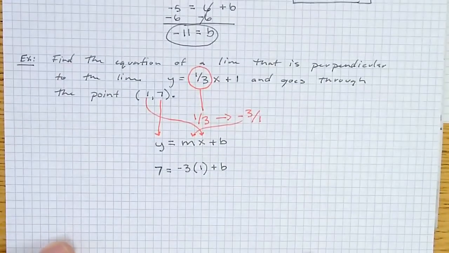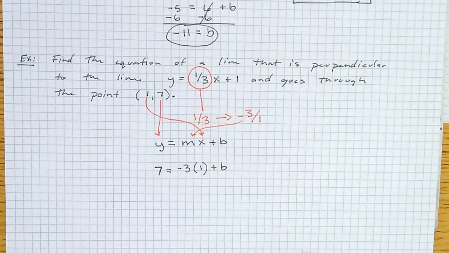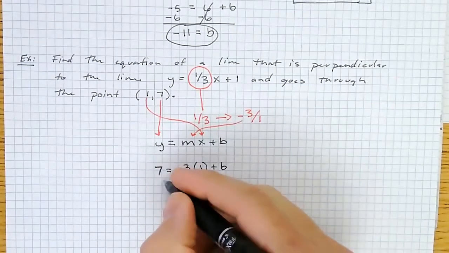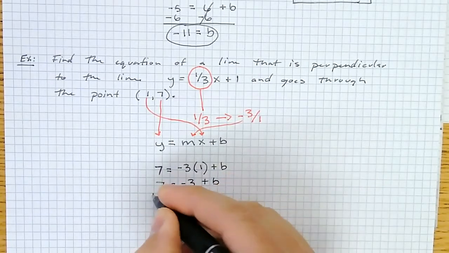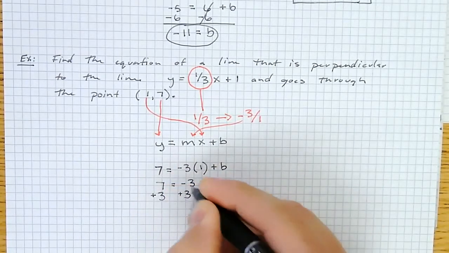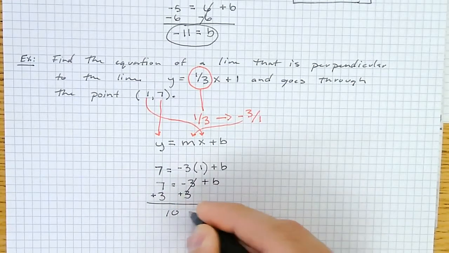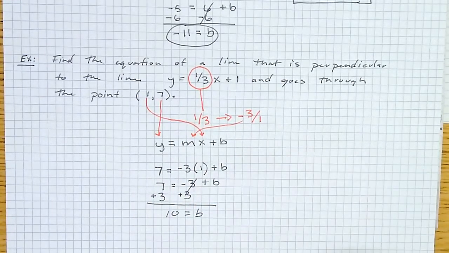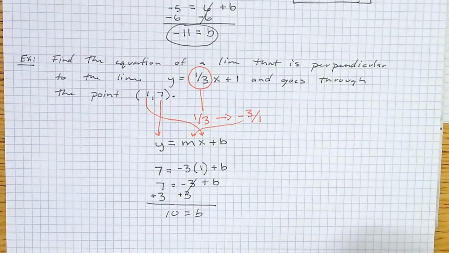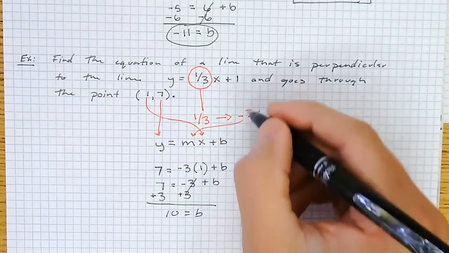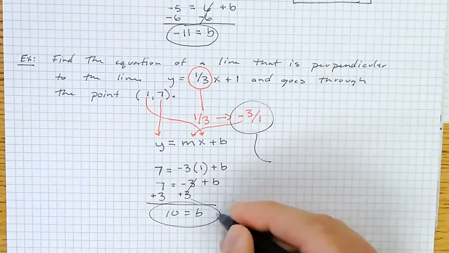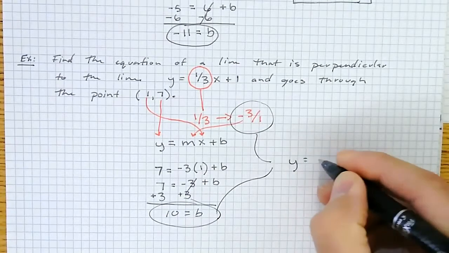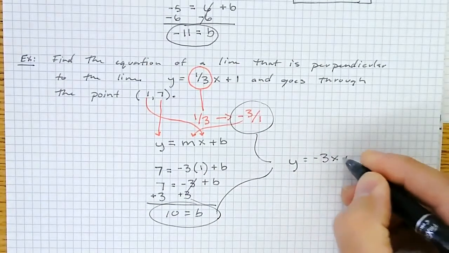So kind of plug everything in. 7 equals -3 times 1 plus b. Solve for b. In this case, we get 10. So we take our new y-intercept and our new slope, and we get y equals -3x plus 10.